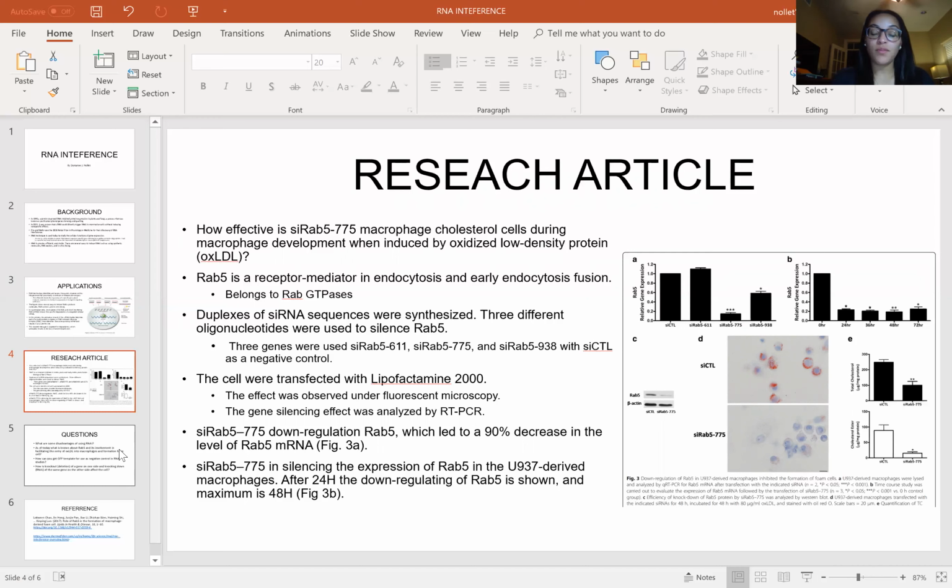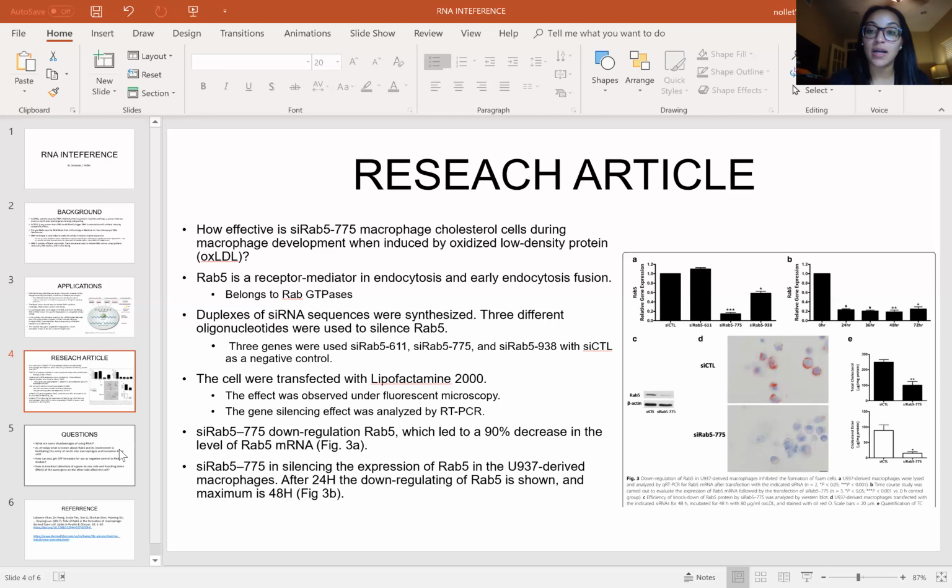And what they did is that they wanted to see the effect of RAB5 on macrophage cholesterol during the growth of macrophages when they are induced with OX-LDL, which is oxidized low-density lipoprotein. They wanted to see if that causes the formation of foam cells, which are a type of macrophage that localize fatty deposits in the blood vessel walls.